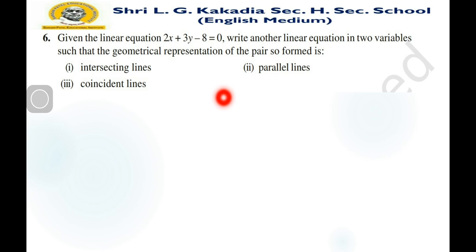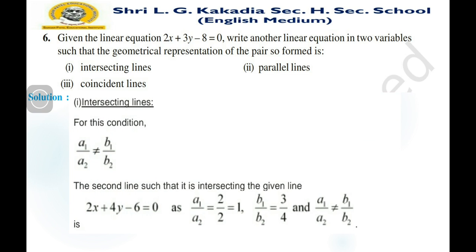We know how we can say whether the given lines are intersecting, parallel or coincident lines: by taking the ratio of the coefficients of both lines. So first, intersecting lines. For intersecting lines we have the condition a1 by a2 does not equal b1 by b2, means the ratio of a1 and a2 does not equal b1 by b2. So we take the second line such that it intersects the given line: 2x plus 4y minus 6 is equal to 0.